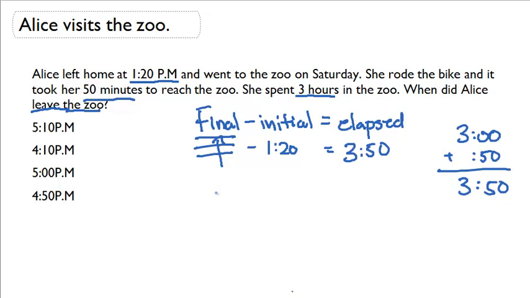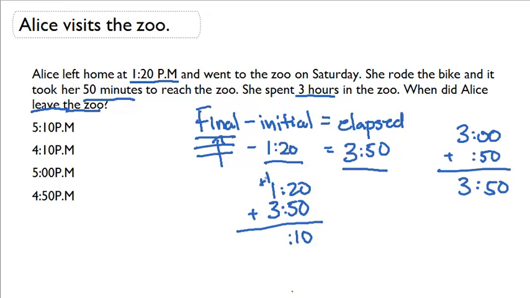So, in order to find our final time, we have to think about what is 3 hours and 50 minutes after 1:20. So, in order to do that, we add them. 3 hours and 50 minutes and 1:20 added together, we get 20 plus 50 is 70. Once again, because it's 70, we have to take 60 of those, because that's an entire hour, and add it to the hours column. We're carrying that over to the hours column. So out of that 70, 60 become an hour, and we have 10 minutes left.